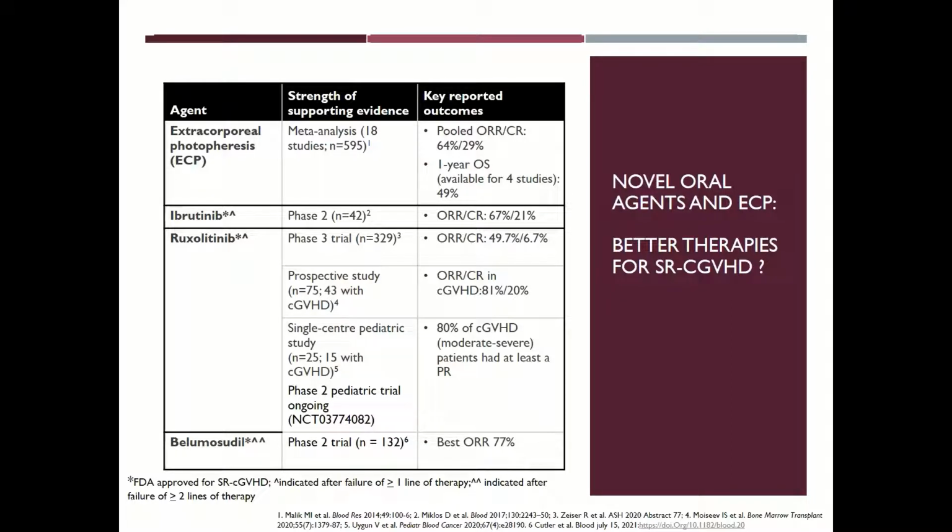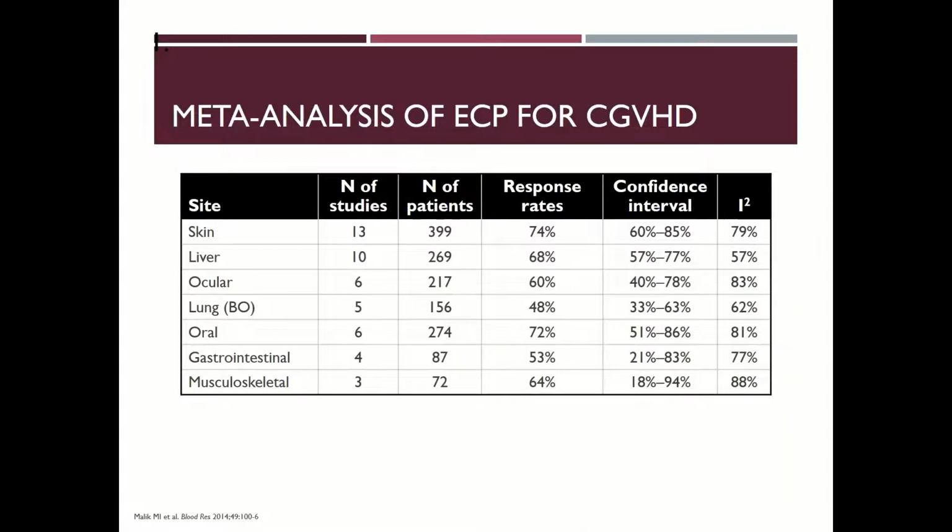In the middle column, one has the strength of supporting evidence, and on the far right, the key reported outcomes, which are generally overall response rates. Let's talk about these agents one by one, beginning with ECP. ECP is not FDA approved specifically for GvHD, but it has a long history of being used successfully in the treatment of both acute and chronic graft-versus-host disease.